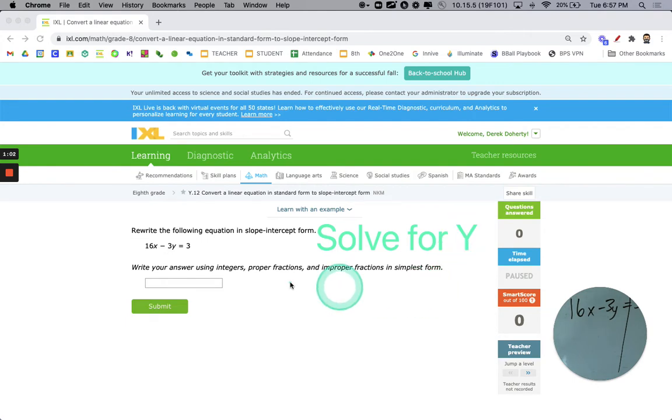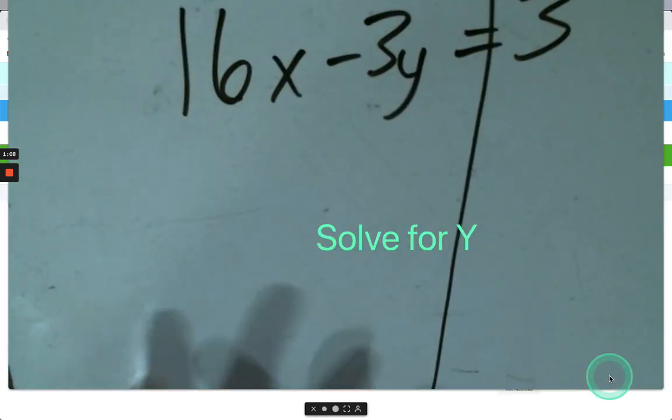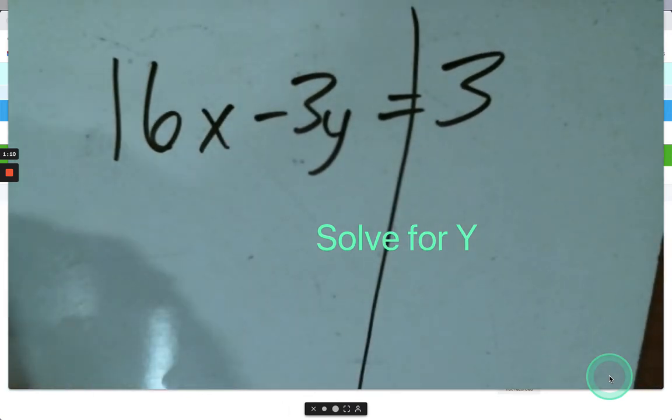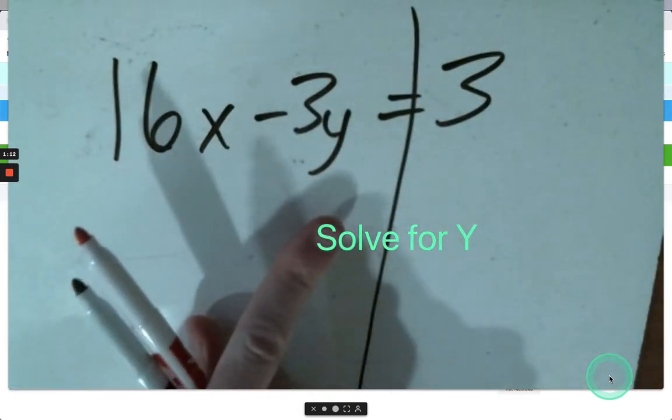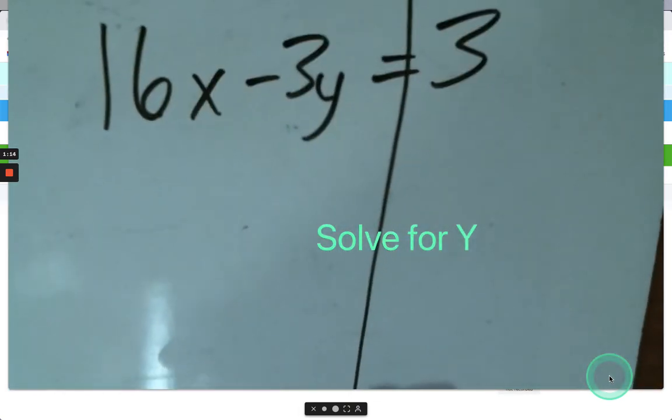I took this equation and I put it on my whiteboard. You're going to need to be writing stuff out too at this point, I think. And we're going to go through the process of how do we solve this equation for y? How do we get y all by itself?